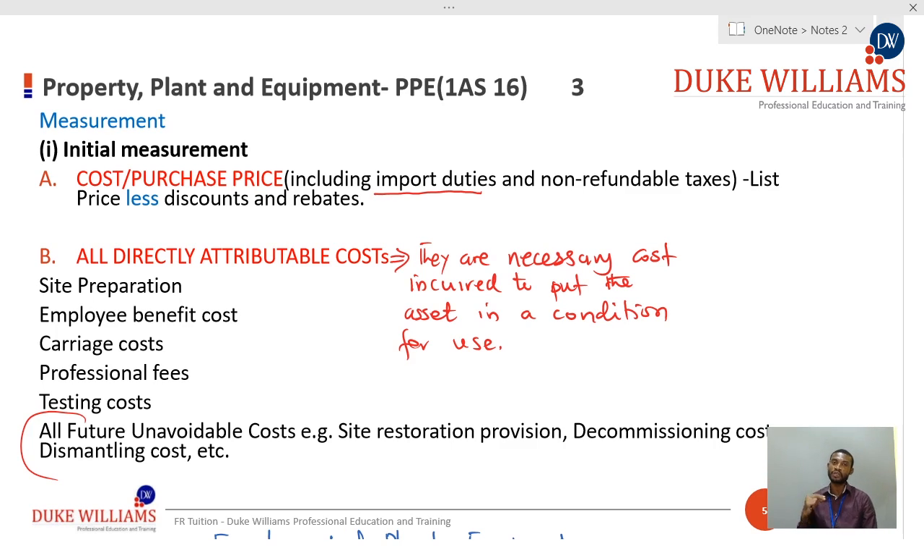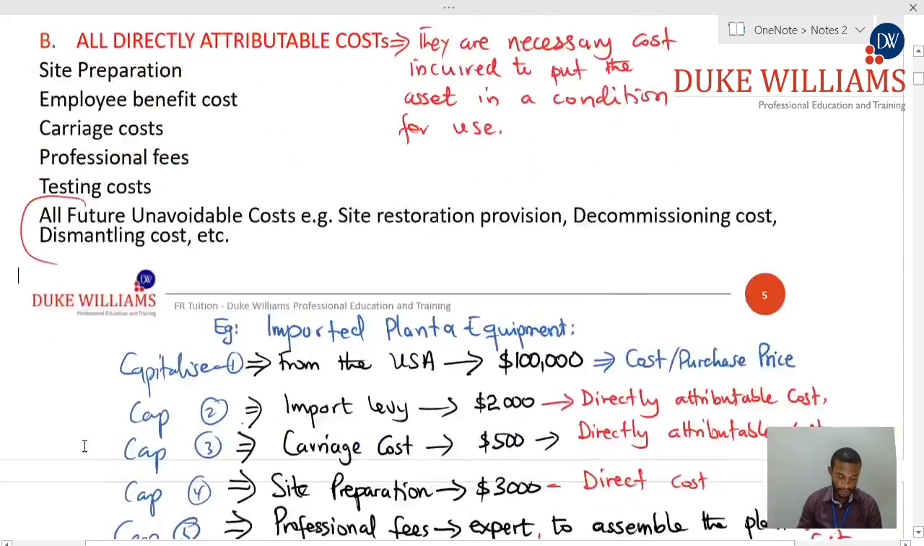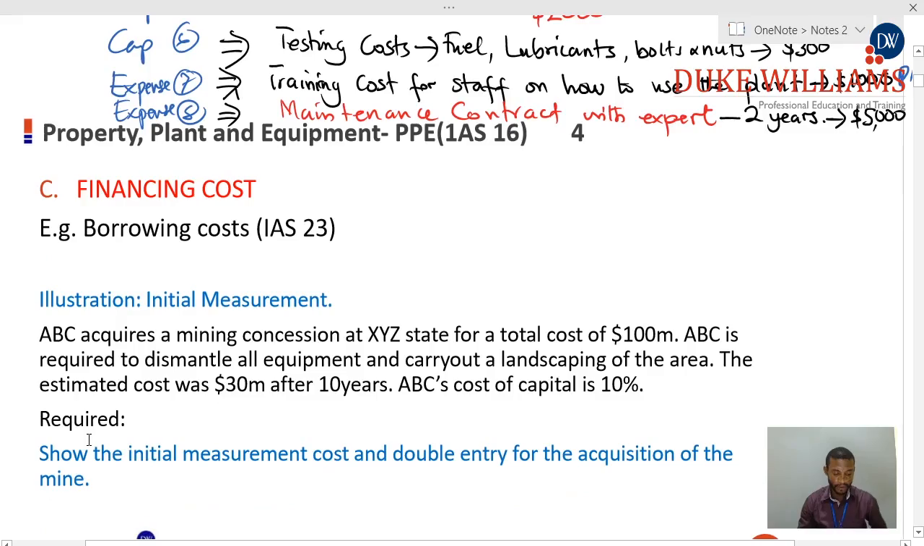So if we have acknowledged this obligation, it becomes part of the directly attributable cost at the initial measurement. So the cost we incur in the future, even though maybe it might be 2-10 years away from now, we should be able to find the present value. We should be able to discount it at the entity's cost of capital so that we find the cost and add it to all the other directly attributable costs.